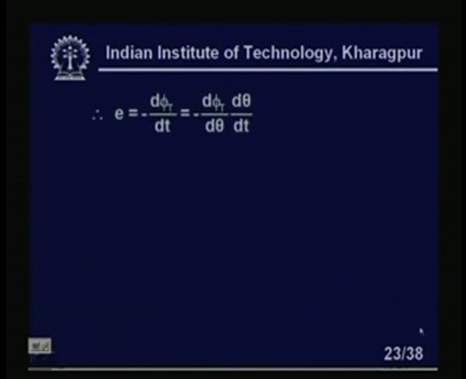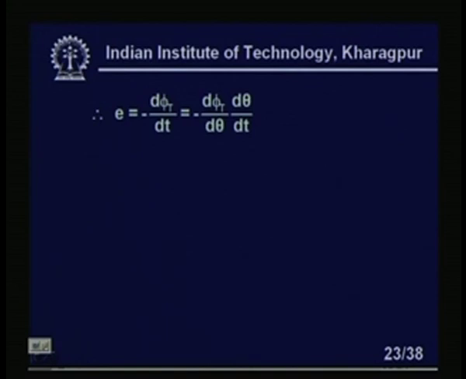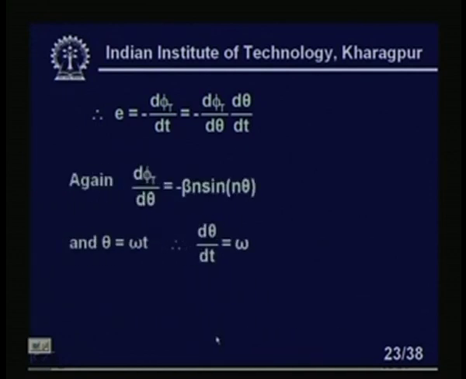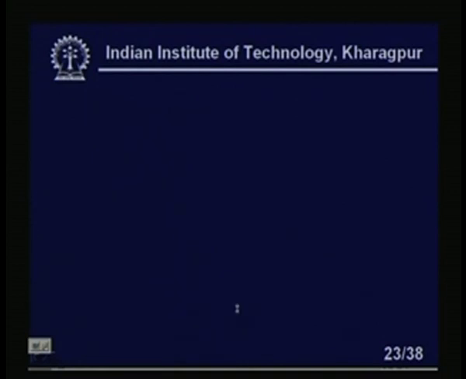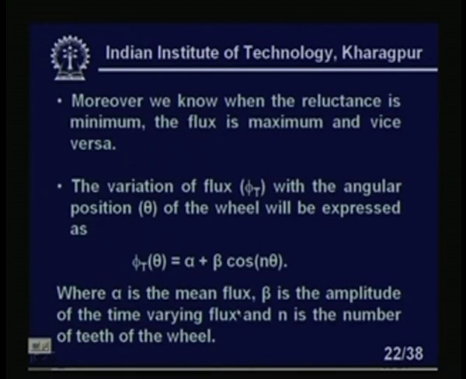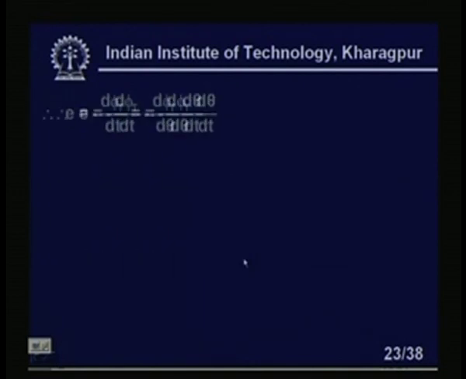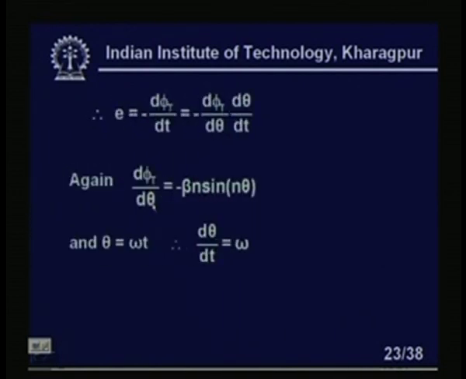So, E, the output voltage which will be received at the coil, is given by minus d phi t by dt, which equals minus d phi t by d theta into d theta by dt. That we can always write, is it not? Now, if I differentiate my previous expression, I will get d phi t by d theta; alpha will cancel, since d alpha by d theta is 0. So, minus beta into n into sine of n theta.